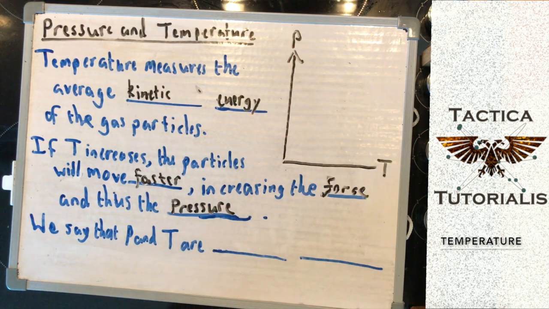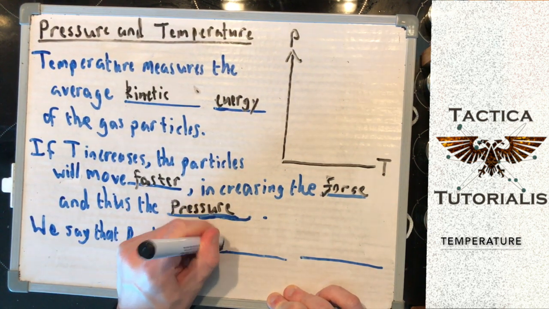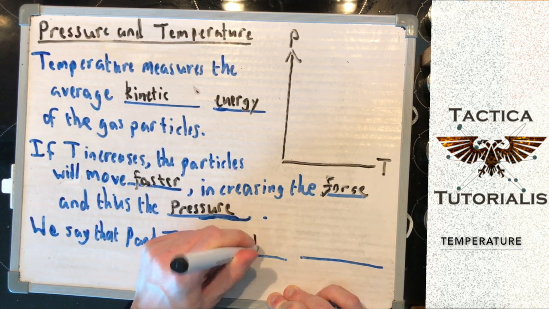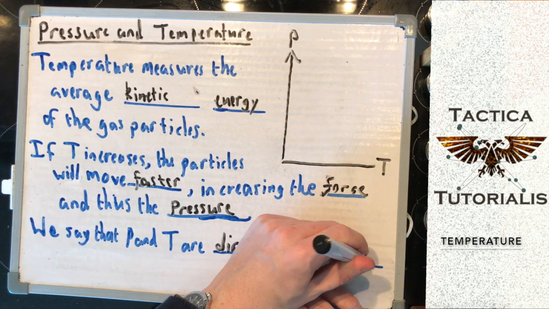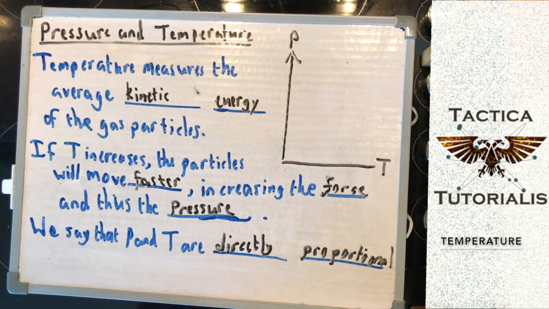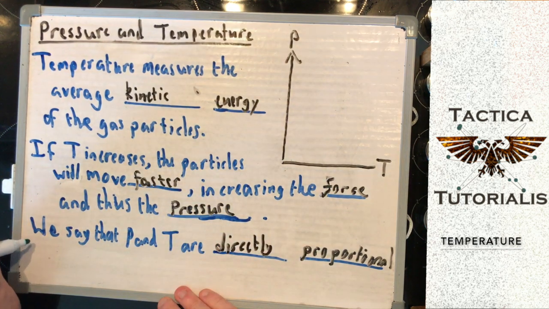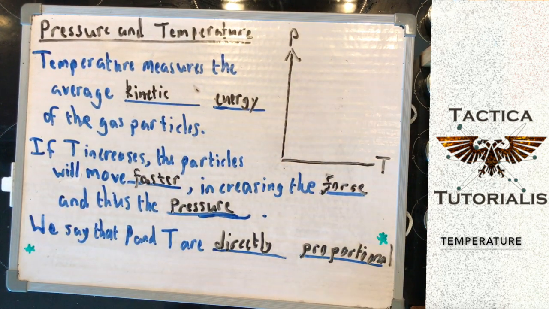Now, there's a caveat that I'm going to put in a moment, and we'll draw this graph last of all. That's going to be your task for this section. So, we say that pressure P and temperature T are directly proportional. Asterisk. And I'll come to that asterisk in a moment.